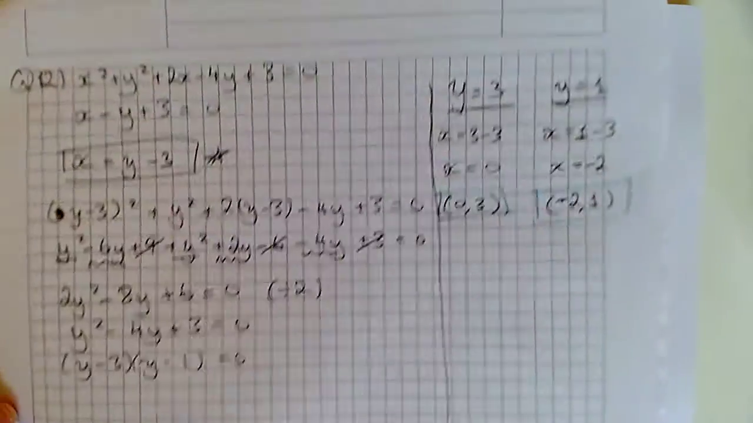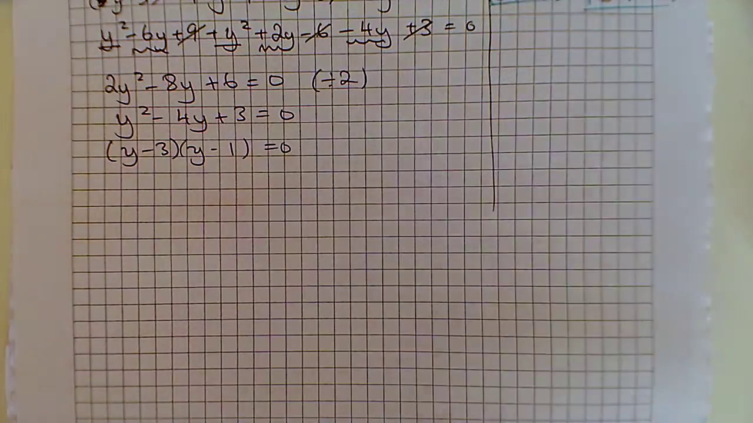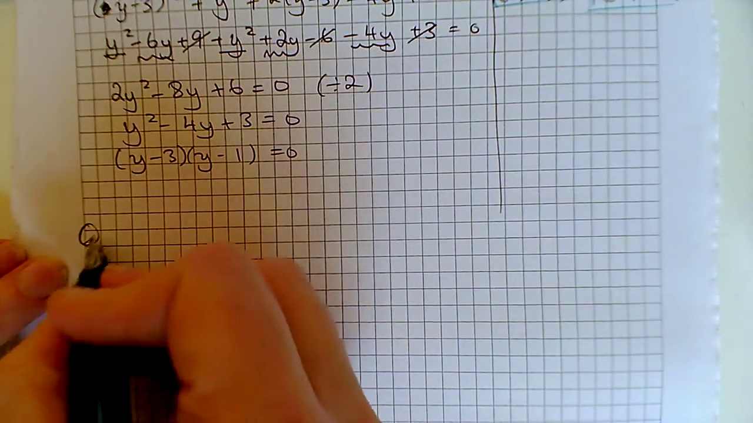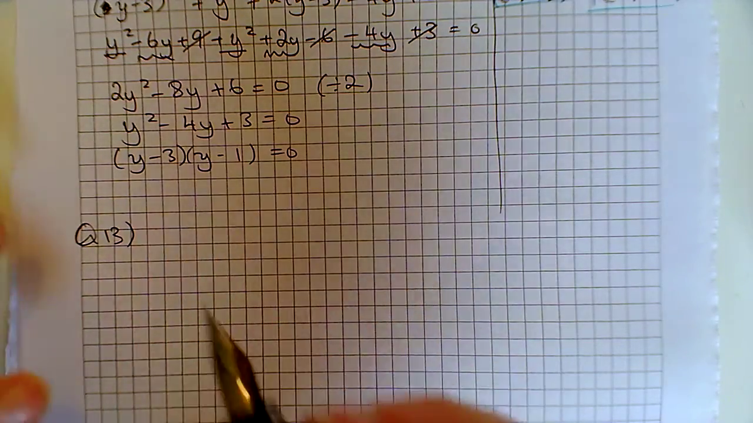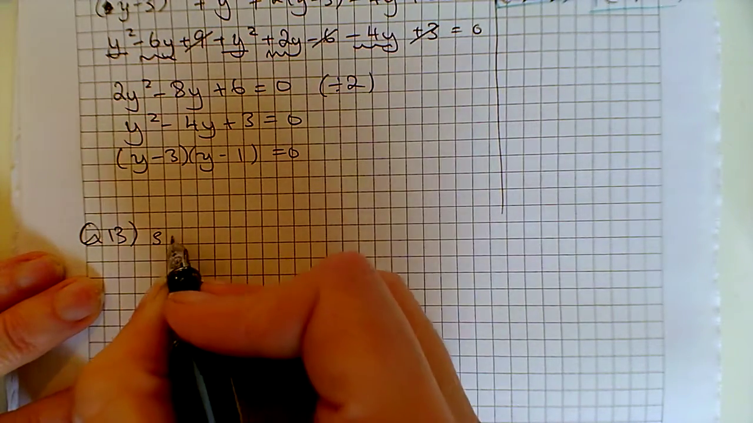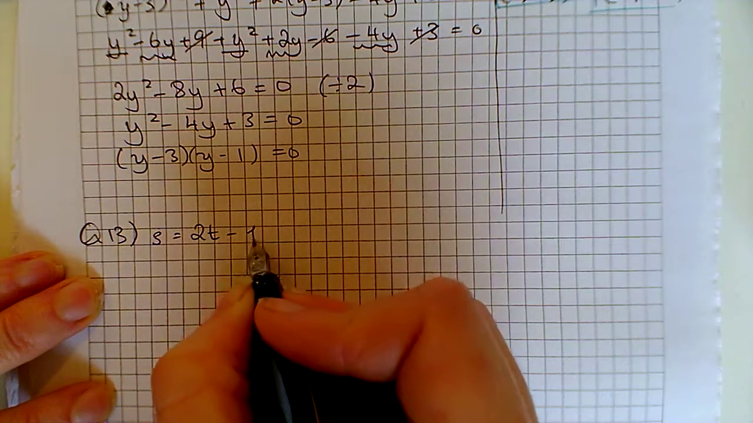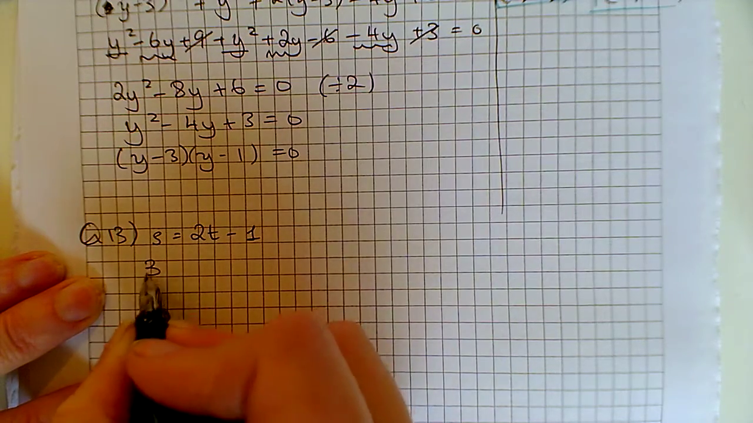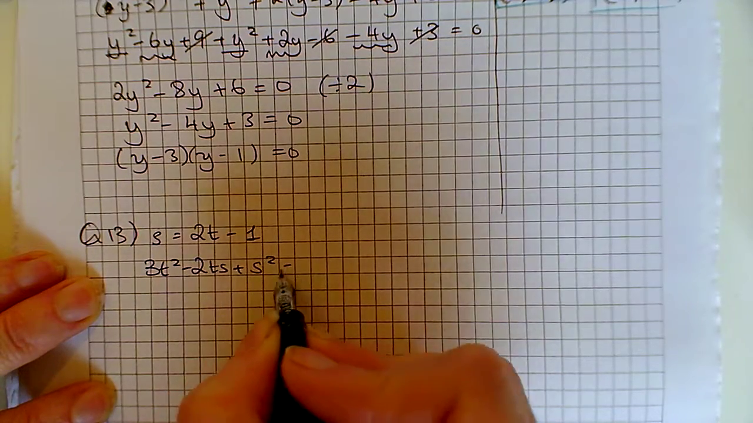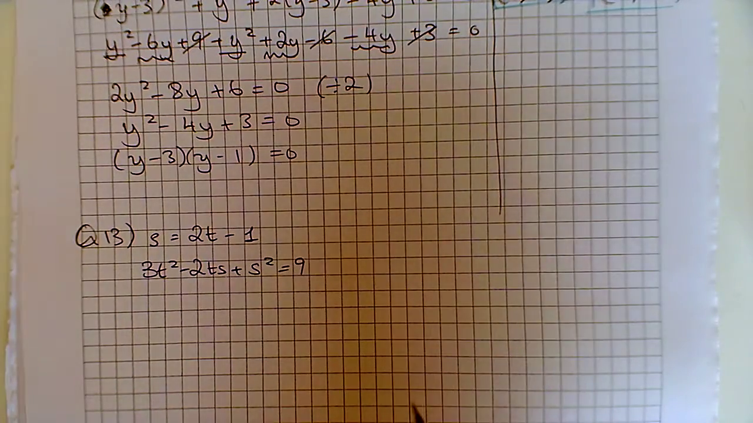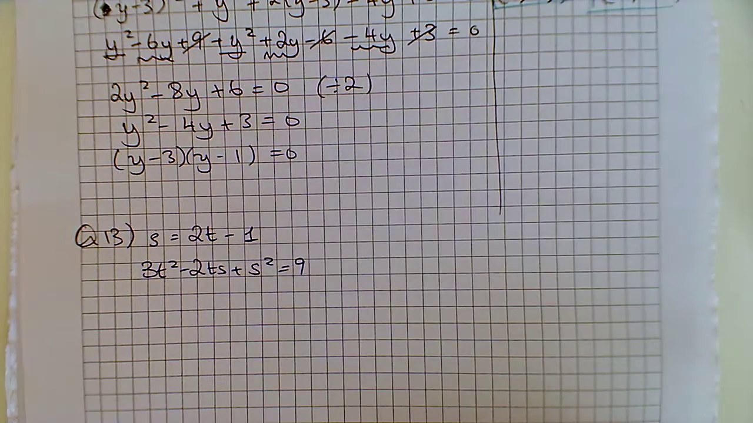So now I don't expect you to necessarily do them that fast, but you can see the steps, the procedure is the same every time. Let's look at question 13. We have s is equal to 2t minus 1 and 3t squared minus 2ts plus s squared equals 9. So another odd looking function here.